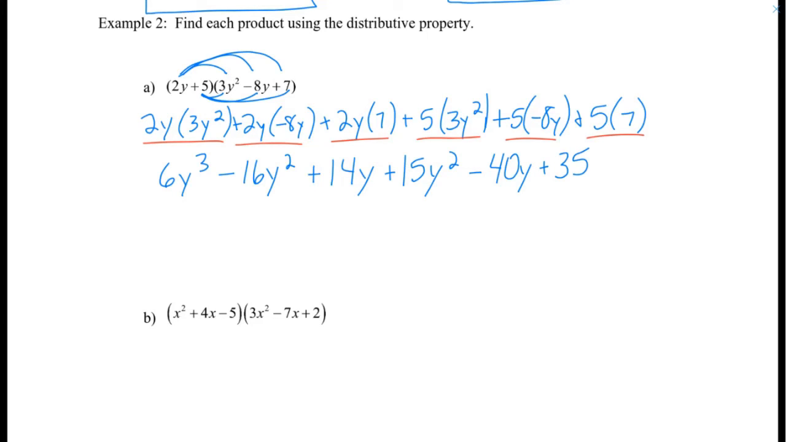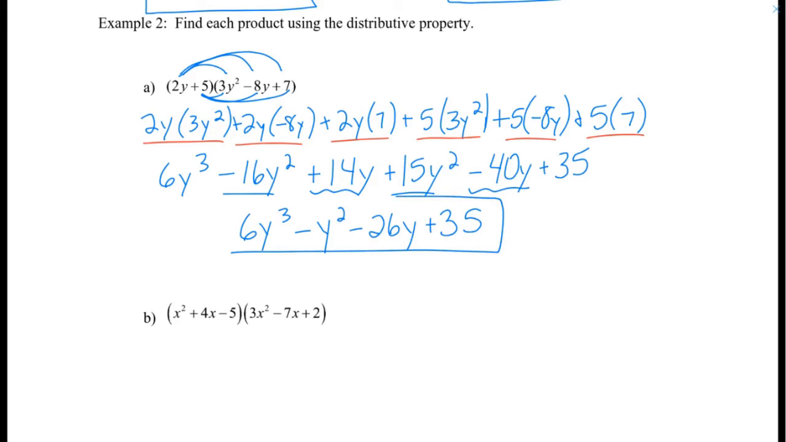All right, let's take a look at our like terms. It looks like I only have one term that has a y cubed, so I'll start with that, 6y cubed. Y squared, I do have two of them. So negative 16 plus 15y squared would give me negative 1y squared. I then have two terms that just have a y. So 14 minus 40y would give me negative 26y. And then lastly, we just have our constant, 35. That is our final simplified answer.